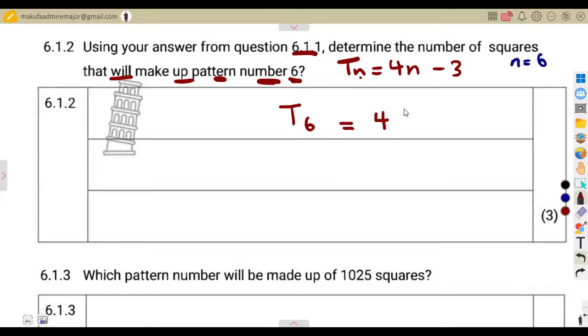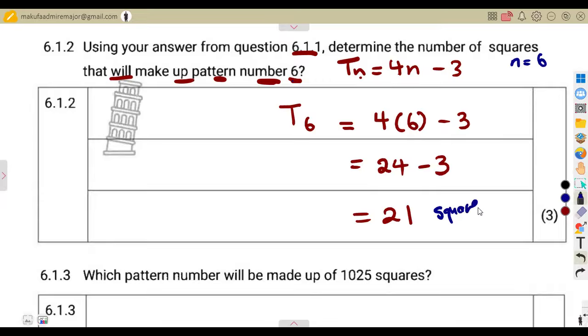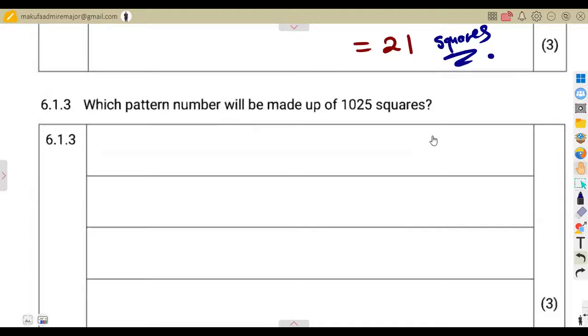So that is going to be 4n. Remember, 4n means 4 times n. So that's 4 times 6 minus 3. That's 24 minus 3, which is 21. So there will be 21 squares at the end, according to what you're given there.